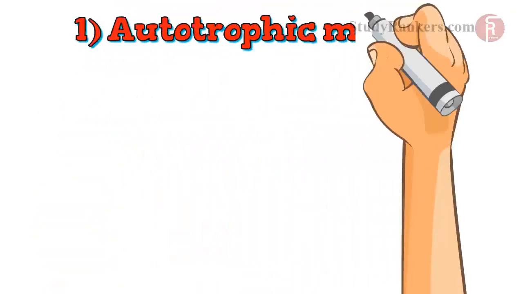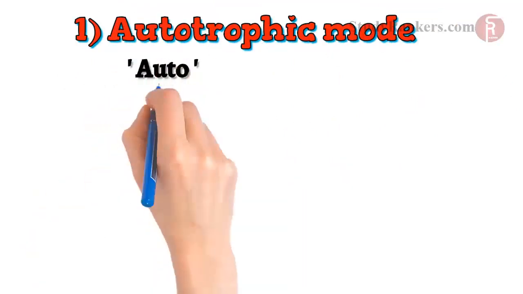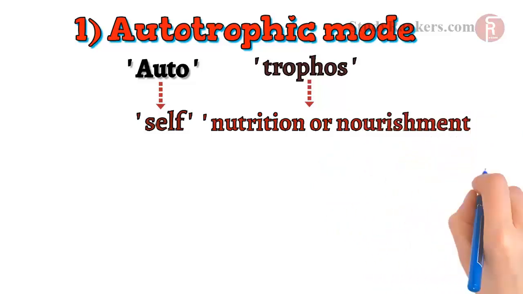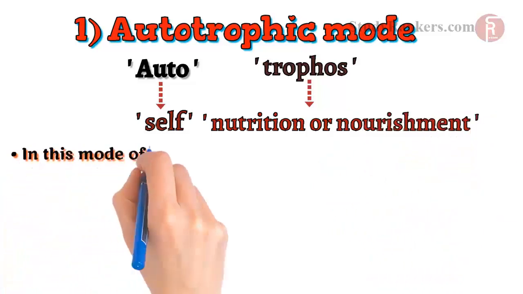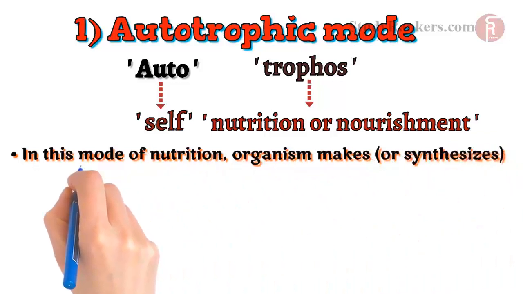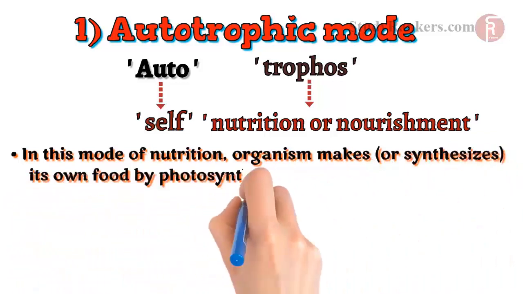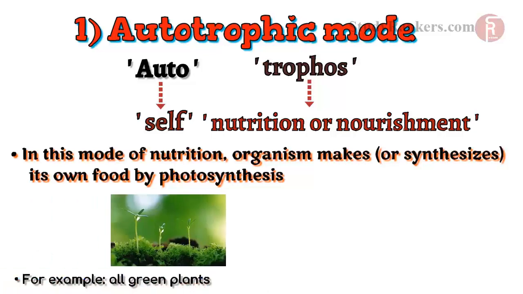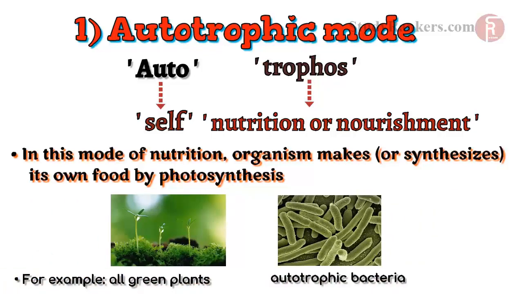Now, the first one is autotrophic mode. As the name suggests, auto means self and tropho means nutrition or nourishment. In this mode of nutrition, organism makes or synthesizes its own food by photosynthesis. For example, all green plants, autotrophic bacteria.